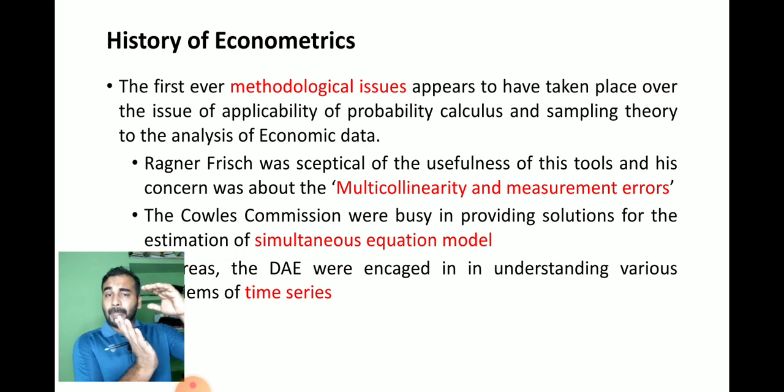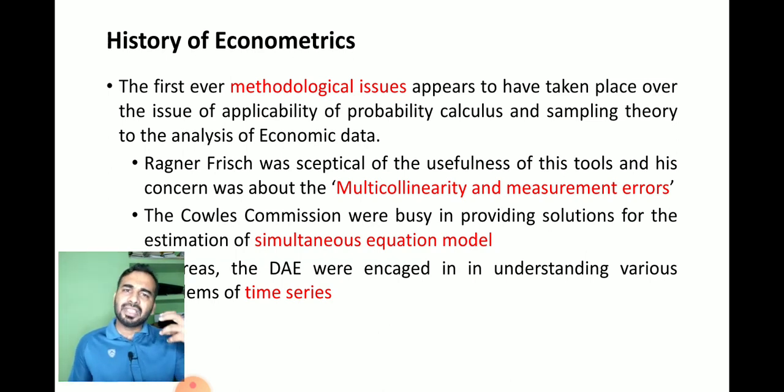Okay, so we have two equations. Such kind of economic model is known as a simultaneous equation model. The Cowles Commission in the US was busy in providing estimation, busy in estimation of simultaneous models.